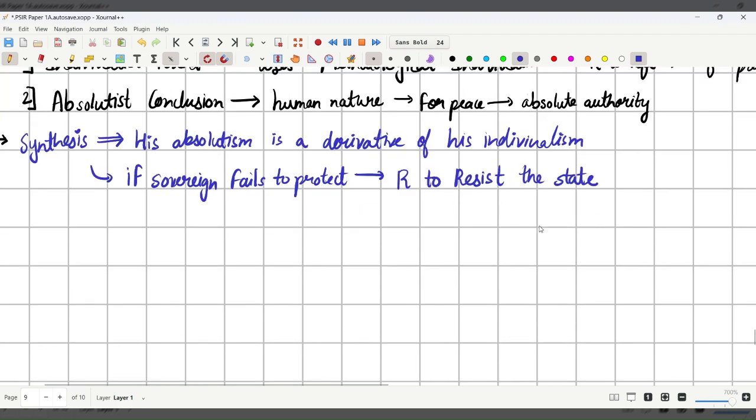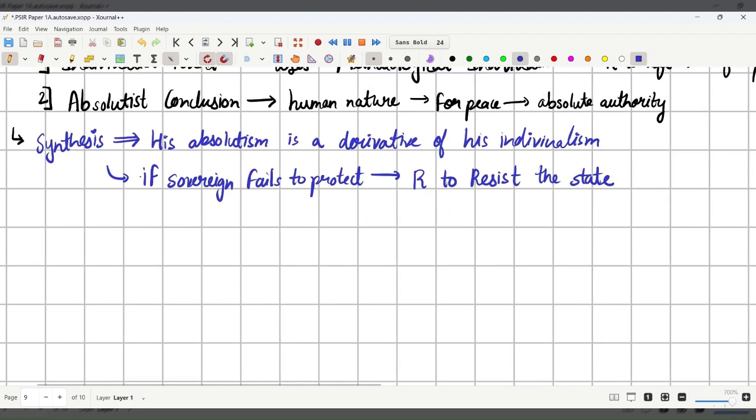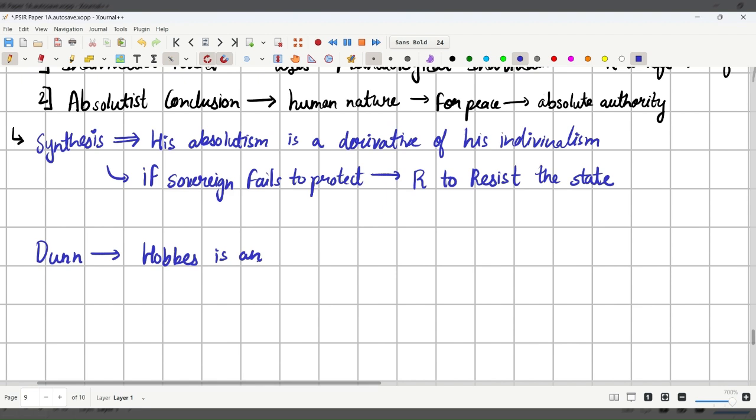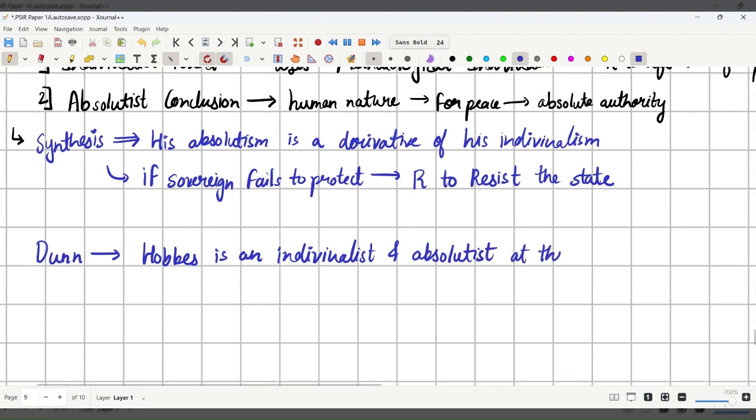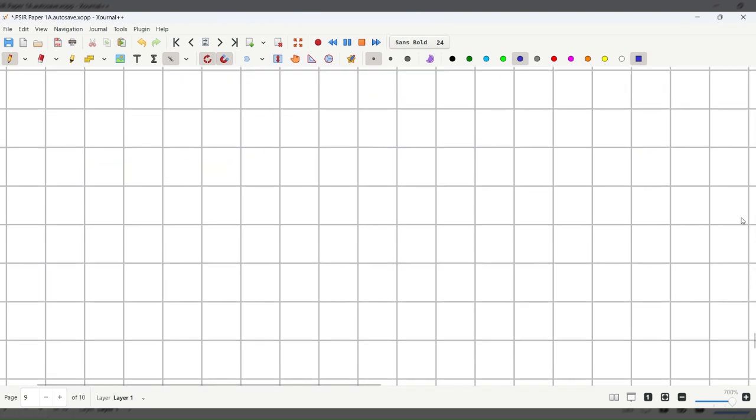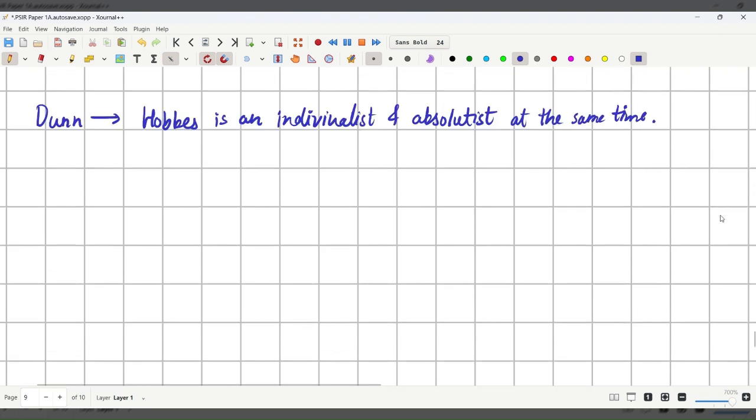So you can also write here one more thinker, Dunning. Okay, so he thinks that Hobbes is an individualist and absolutist at the same time. Okay, then we'll quickly read about Hobbes' state of nature.